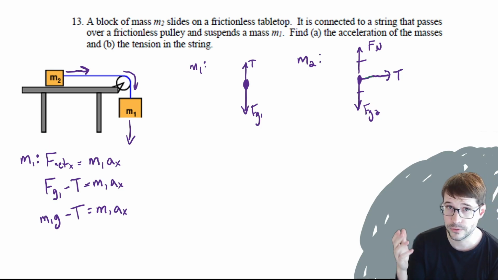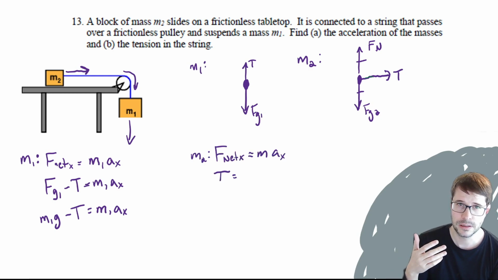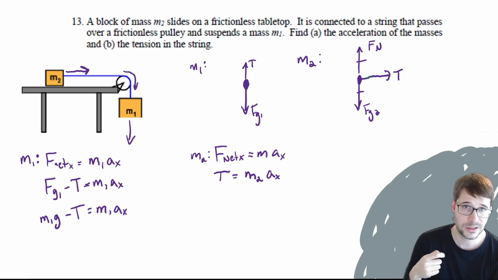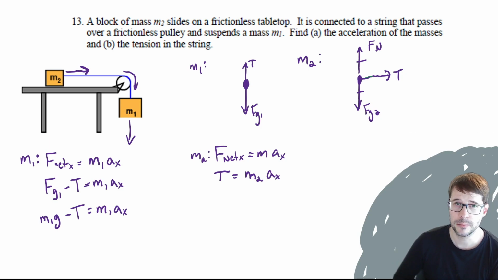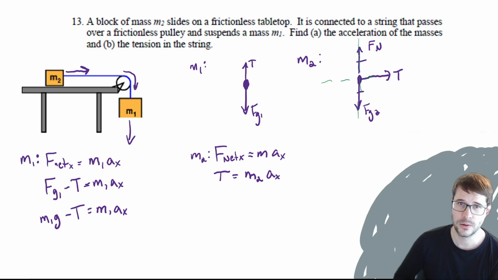That's what our other force diagram is for. So what we'll do for this one, M2, is we can say that the net force is equal to Ma in the x direction, and the only net force in the x direction is the tension force. And so it's just T equals M2Ax. Now, what we can actually wind up doing is we've got two equations and two unknowns. So we can take this value, which is what T is equal to, and plug it in for T in the other equation. Let's go ahead and do that.